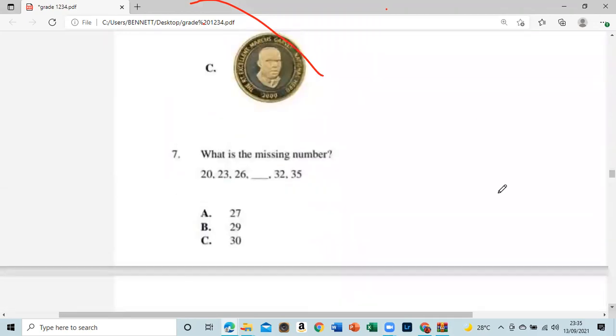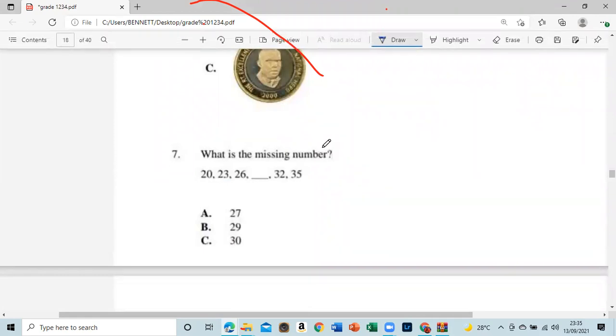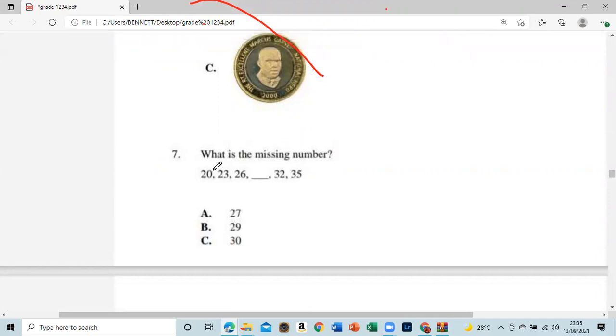Number 7. What is the missing number? We have to find the missing number in the sequence. We have 20, we add 3, we get 23, add 3 is 26, plus 3 would be 29. And 29 plus 3 would give us 32.